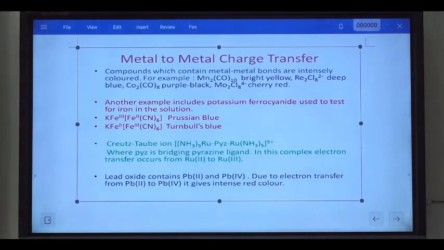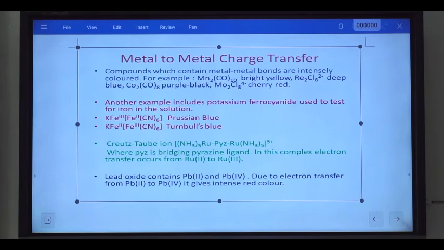Next is metal to metal charge transfer. In this case, the compounds which contain metal-metal bonds are intensely colored. For example, Mn2(CO)10, which is bright yellow in color, Re2Cl8 2-, it is deep blue in color, Co2(CO)8, that is purple black in color, and Mo2Cl8 4-, it is cherry red in color.